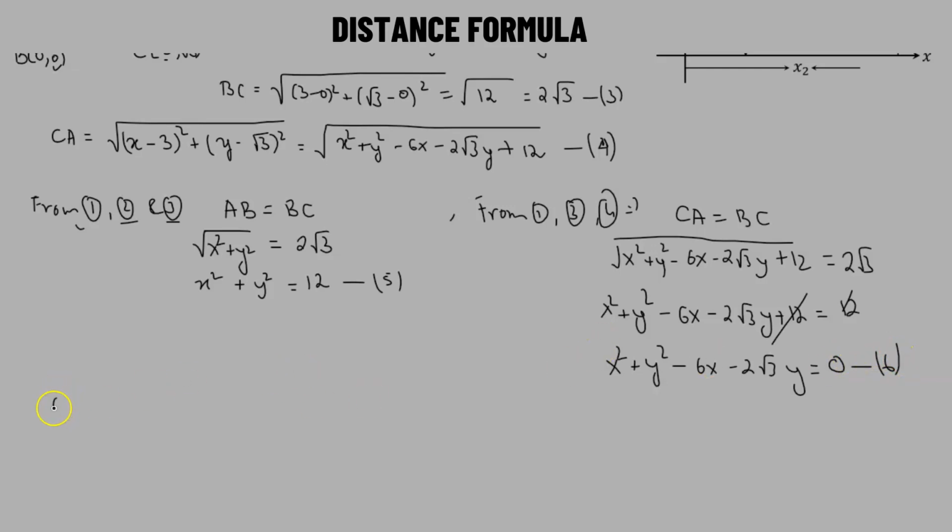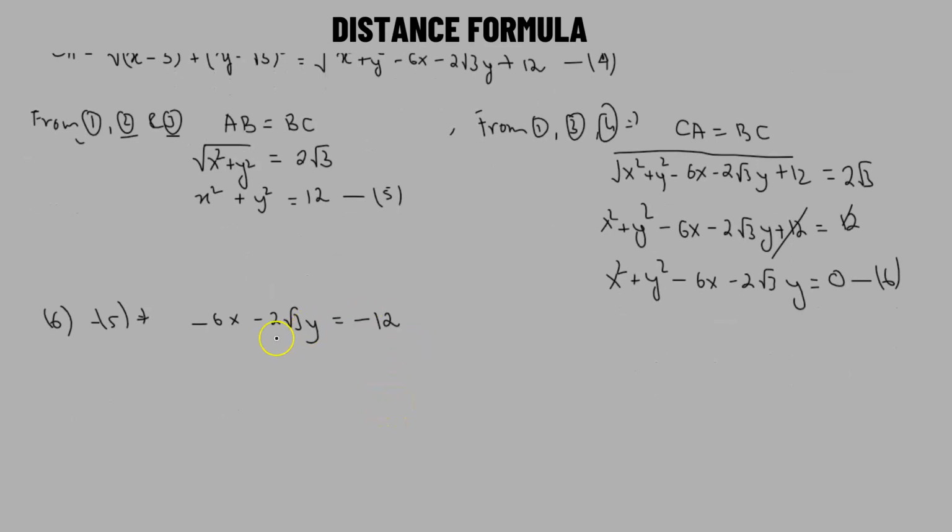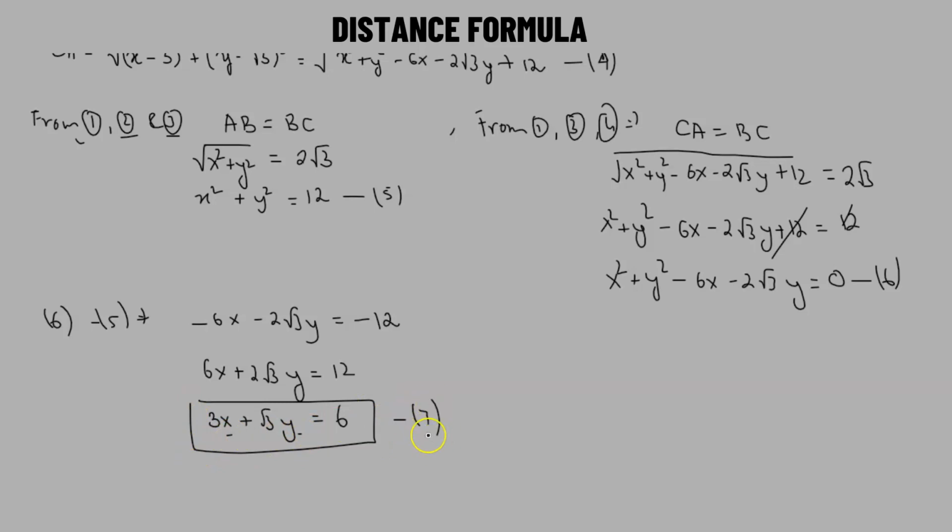Now what we can do is subtract 6 from equation number 5, or we can substitute the value of x squared plus y squared with 12 in equation number 2. Either way, it's the same thing. So we are going to get negative 6x minus 2 times square root of 3 y equals negative 12. Or simply, we have 6x plus 2 times square root of 3 y equals 12. Dividing each of the terms by 2, we have 3x plus square root of 3 y equals 6. So this is going to be one equation which has only x and y. Let this be equation number 7.